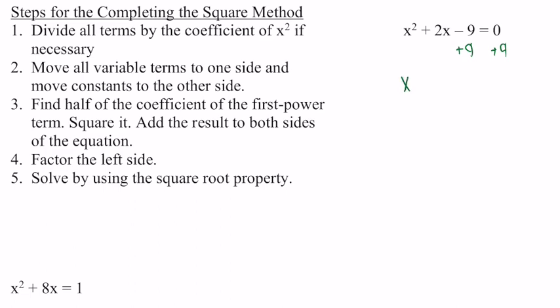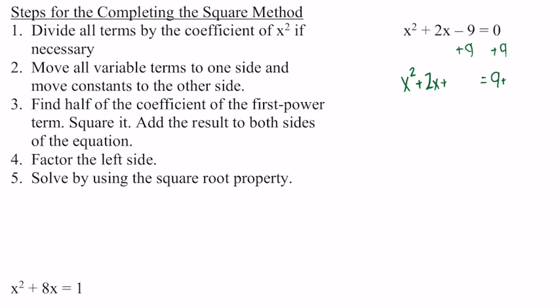This leaves us on the left side with x squared plus 2x, and I'm going to leave a blank space there because I know I'm going to add something in there in a moment. And then on the right side we have 9, and again I'm going to put plus a blank space just because I know I'm going to be adding something there in just a moment.